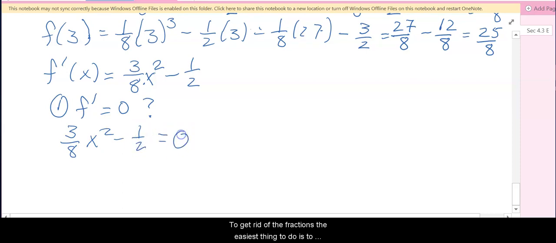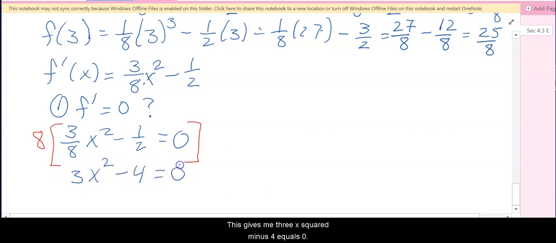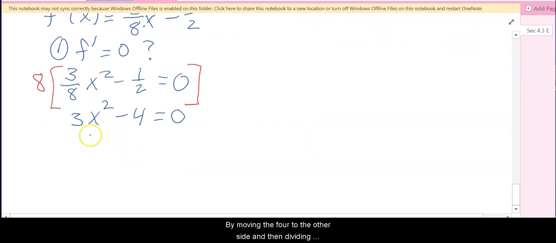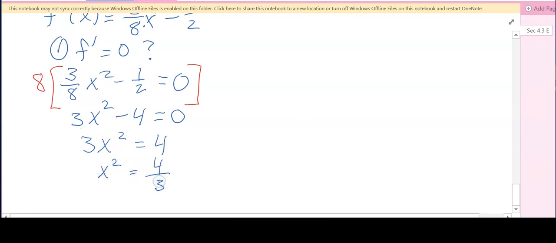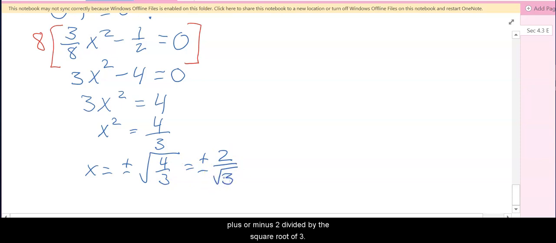To get rid of the fractions, the easiest thing to do is to multiply both sides of the equation by the common denominator, 8. This gives me 3x squared minus 4 equals 0. By moving the 4 to the other side and then dividing by 3, I can get the equation x squared equals 4/3. Taking the square root of both sides, I get x could be plus or minus the square root of 4/3, which will reduce to plus or minus 2 divided by the square root of 3.